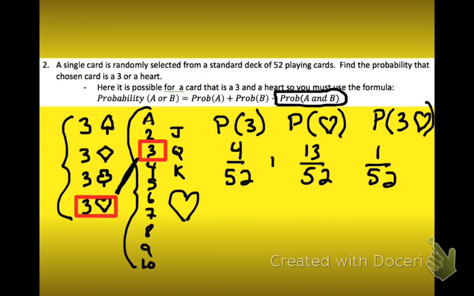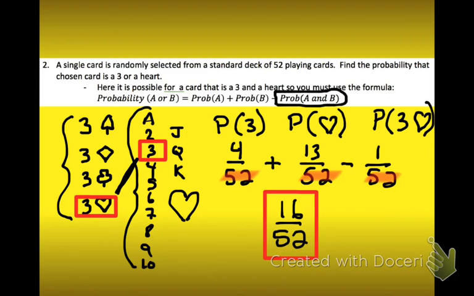So what you're going to do is add your first 2, and you're going to subtract the last one. So again, we have common denominators here already, which is great. 4 plus 13 minus 1 leaves you with 16 out of 52 for your final probability.